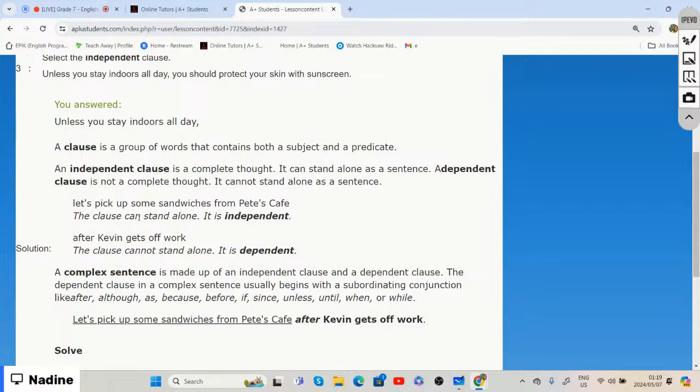If you look at the differences between an independent clause as well as a dependent clause, for example, it says, let's pick up some sandwiches from Pete's Cafe. That sentence is an independent clause because it can stand on its own. The next one says, after Kevin gets off work. Now the question is, what's going to happen after Kevin gets off work? That is not a complete sentence and it's going to latch on to the independent clause.